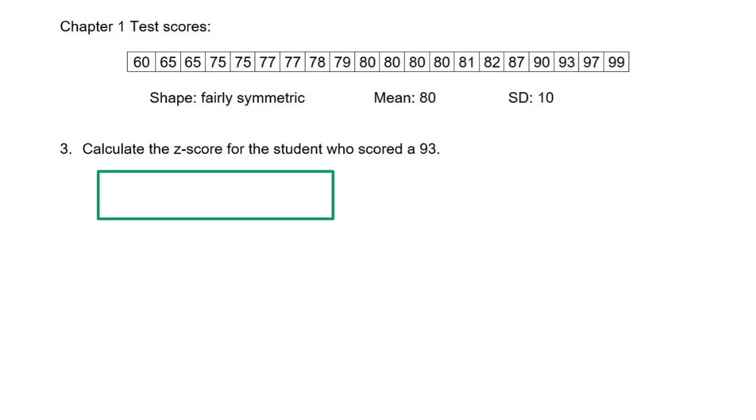Same distribution of scores. My shape is fairly symmetric with a mean of 80 and a standard deviation of 10. Can you guys go ahead and calculate the z-score for me? This is what we practiced doing on Friday. Calculate the z-score.